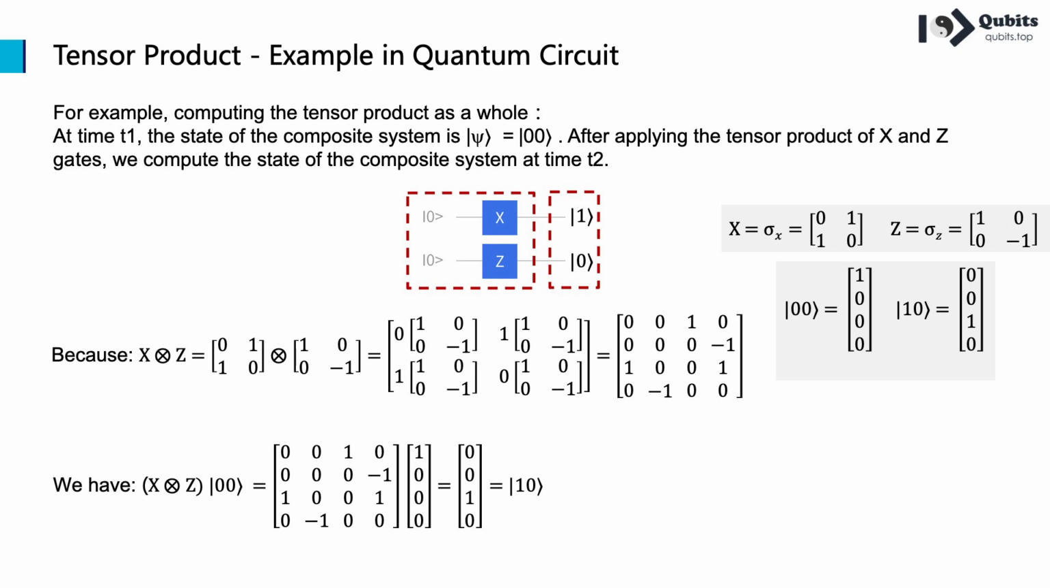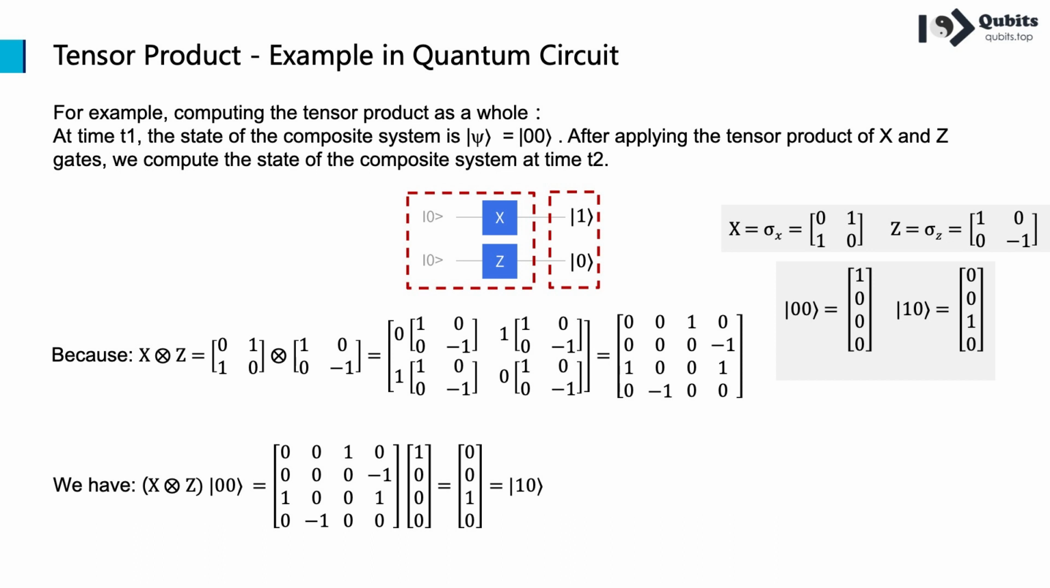Let me give you an example of how the tensor product can be used in a quantum circuit. Consider a composite system at time t1 in the state ket 00. After applying the tensor product of X and Z gates, we can calculate the state of the composite system at time t2. After performing the calculation, we find that the composite system is in the state ket 10.